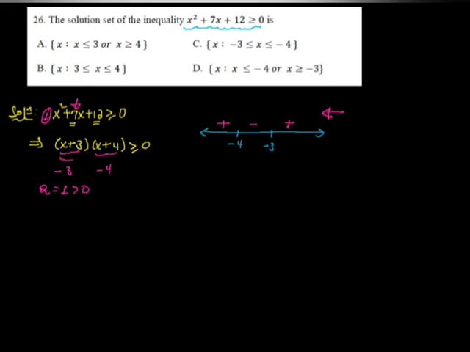This quadratic inequality is greater than or equals to 0, which means positive including 0. Where is it positive? One region is from minus 3 to positive infinity, and the other is from minus 4 to negative infinity. So the solution set is x less than or equals to minus 4 or x greater than or equals to minus 3. So the answer for this question will be D.